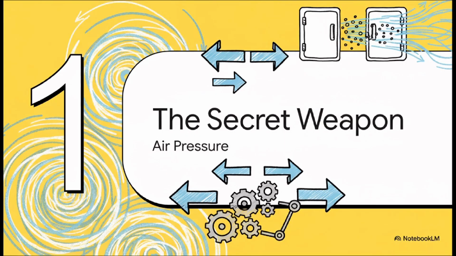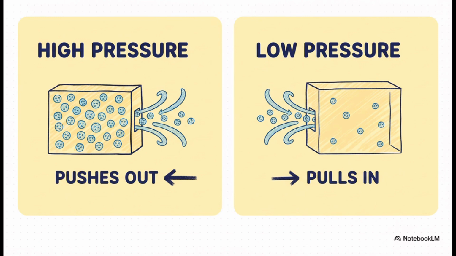Okay, so how do we fight this invisible enemy? Well, you fight an invisible enemy with an invisible force. The secret weapon in this whole operation is just the clever manipulation of air pressure. It's such an elegant solution to a really tricky problem. The physics here is actually beautiful.